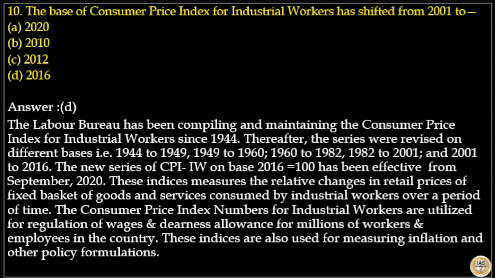These indices measure the relative changes in retail prices of a fixed basket of goods and services consumed by industrial workers over a period of time. The consumer price index numbers for industrial workers are utilized for regulation of wages and dearness allowance for millions of workers and employees in the country. These indices are also used for measuring inflation and other policy formulations. So here answer to this question is option D.